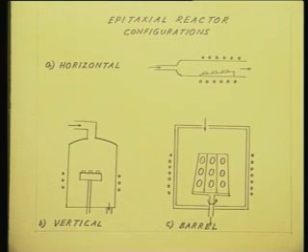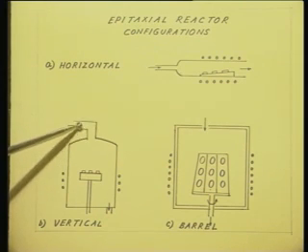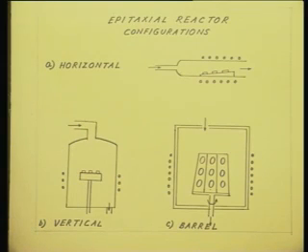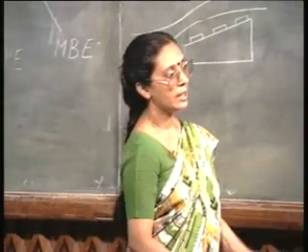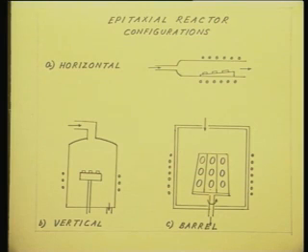Remember, a barrel reactor is also essentially a horizontal reactor because the gas flow is parallel to the semiconductor sample surface. In a vertical reactor, the gas flow is in a direction perpendicular to the semiconductor surface. In a horizontal reactor, it is parallel to the semiconductor surface, and even in a barrel reactor, it is parallel to the semiconductor surface. So, these are the three basic reactor designs. In a barrel reactor, of course, you can put a lot of wafers at the same time. You can achieve better uniformity by rotating that barrel, and that is most universally used for commercial epitaxial layer production.